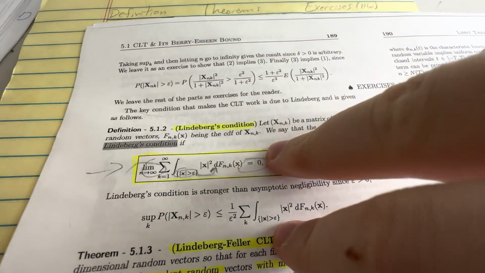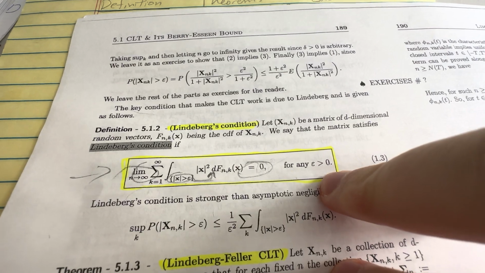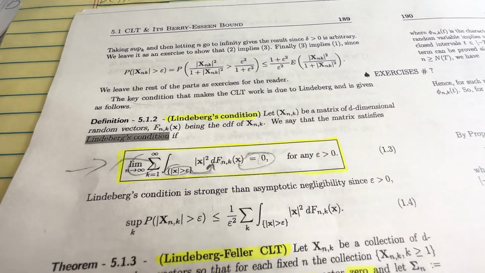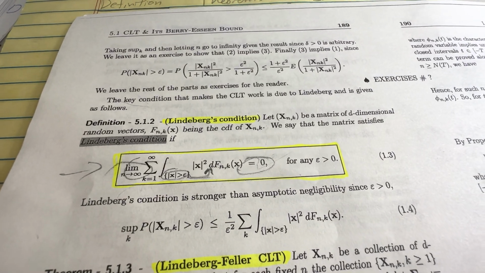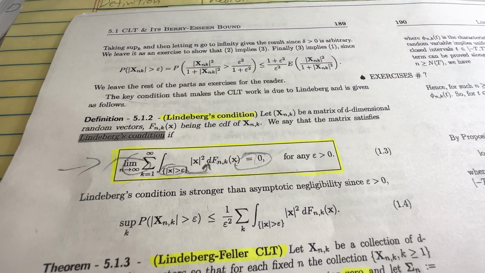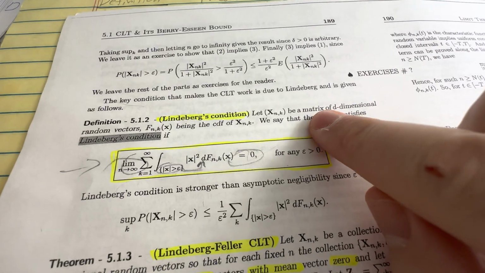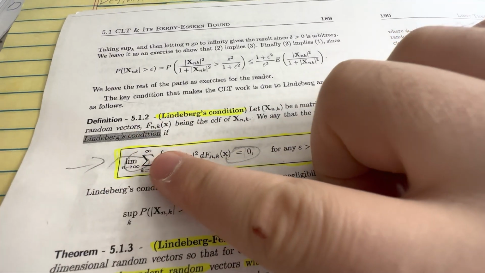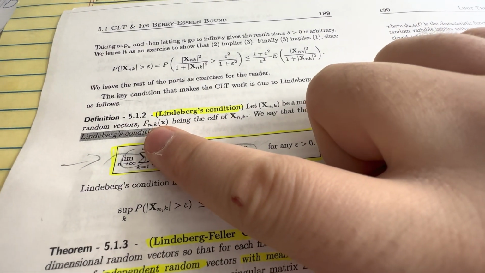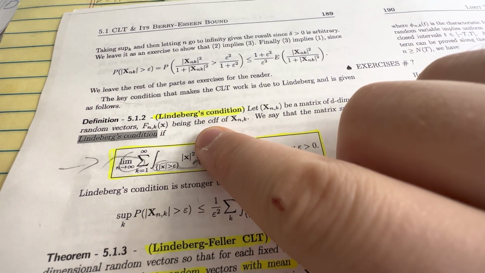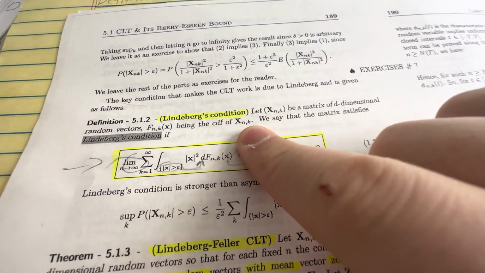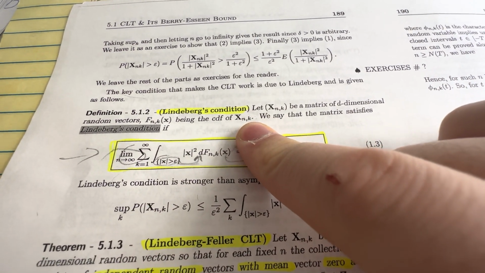That means when I go back over and review these notes, I always reduce it to the one-dimensional case, because that's everything we do in the class. Okay, whatever. So you have a matrix of d-dimensional random vectors, and F_nk(x) is the CDF, which stands for cumulative distribution function, of the random vector X_nk.